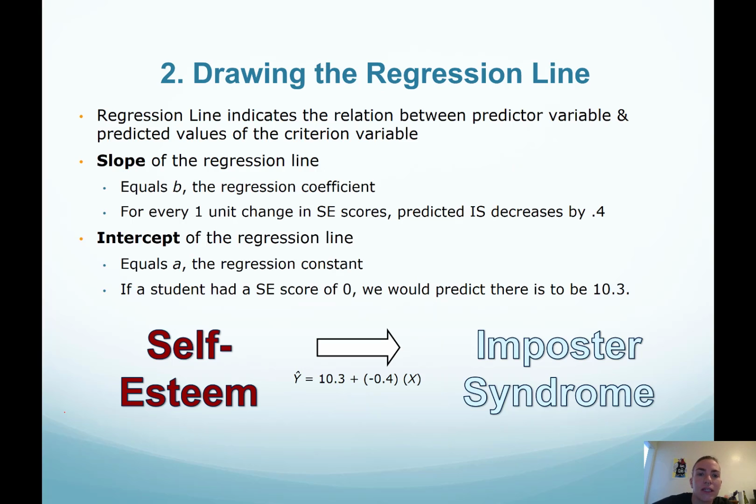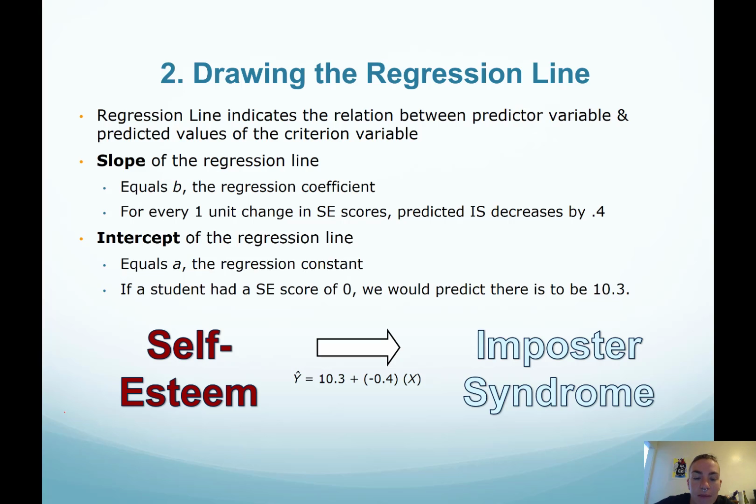This regression line is an indicator of the relationship between the predictor variable and the predicted variable, or the criterion variable. And as I mentioned, the slope of the regression line is equal to b, or the regression coefficient. And again, this tells us that for every single unit increase in someone's self-esteem score, their imposter syndrome score is expected to decrease by 0.4 points.